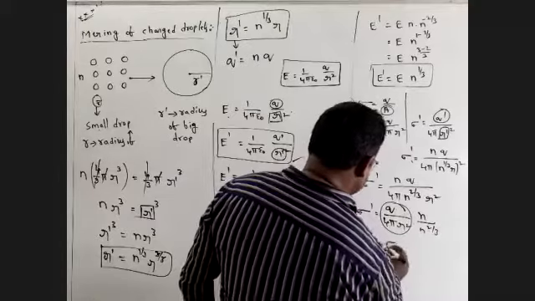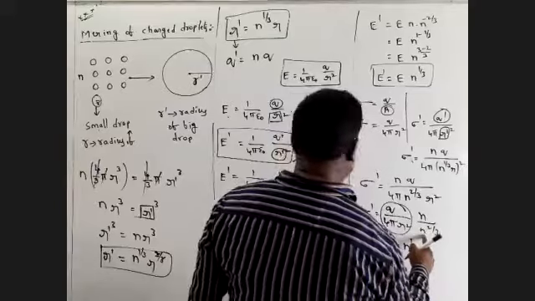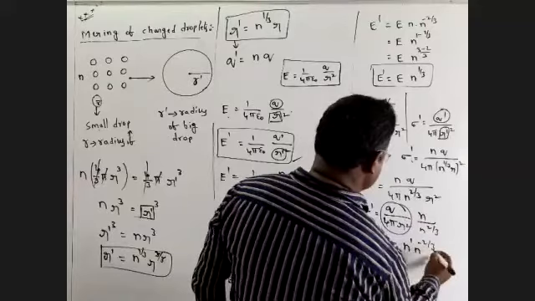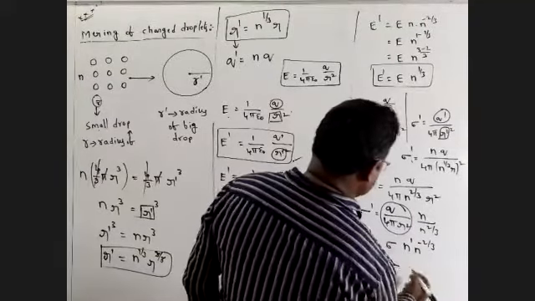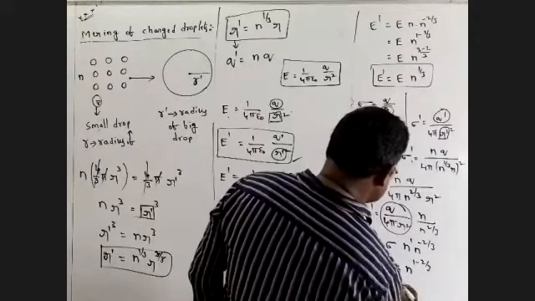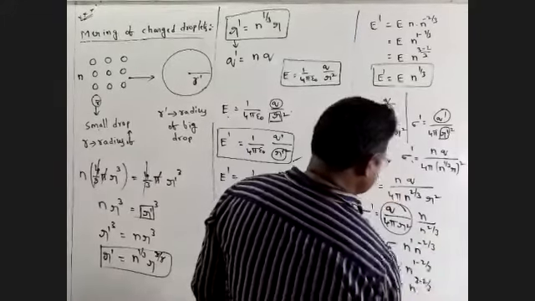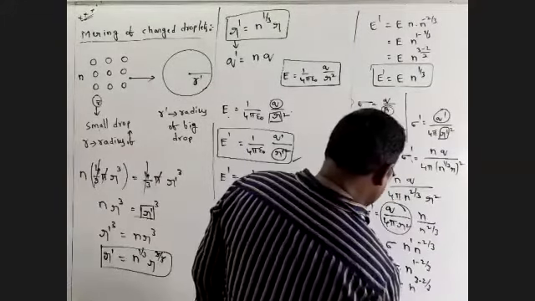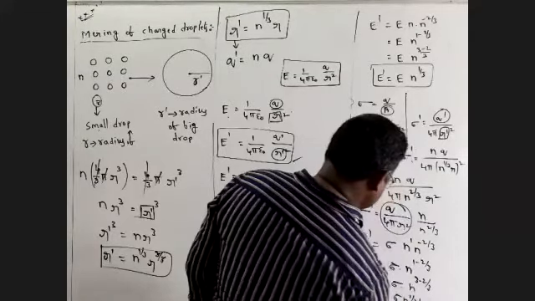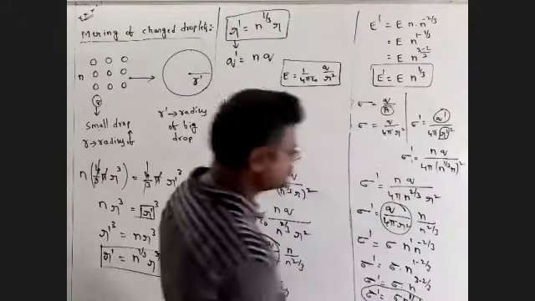Sigma dash is equal to sigma, N power of 1 by N power of 2 by third, taking up, N into minus 2 by third. Sigma dash is equal to sigma into N power of 1 minus 2 by third, that is N power of 3 minus 2 by third. So sigma dash is equal to sigma into N power of 1 by third. This is the sigma dash value.